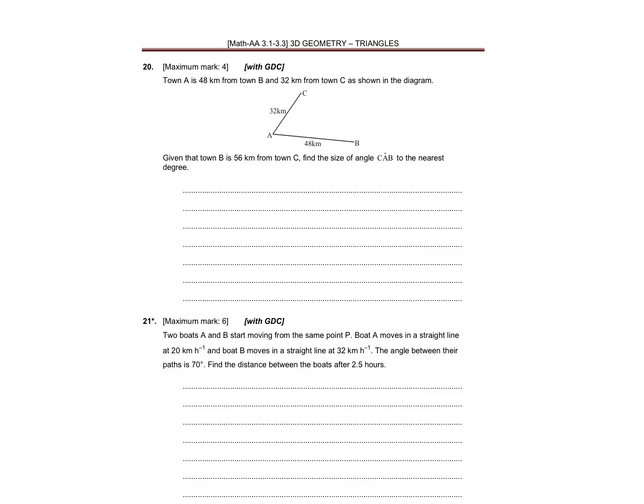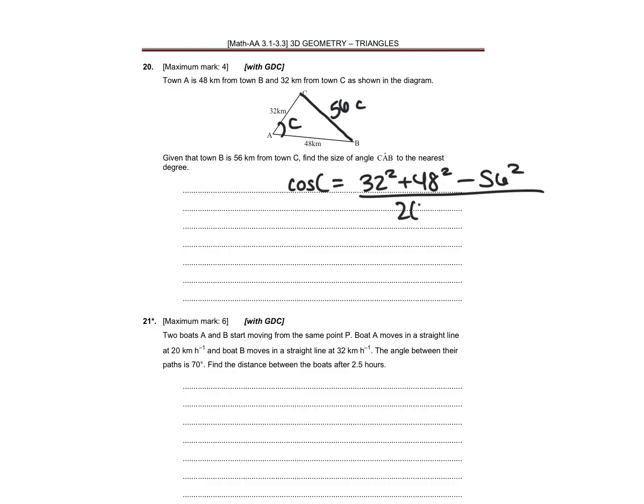All right, number 20, town A is 48 kilometers from town B and 32 kilometers from town C. Given that B is 56 from town C, find the size of angle CAB. Okay, this is cosine rule, because we don't have an angle on the side across from it. So we're going to have cosine C equals 32 squared plus 48 squared minus 56 squared over 2 times 32 times 48. So we end up getting that C is 86.4 degrees, or 86 degrees.